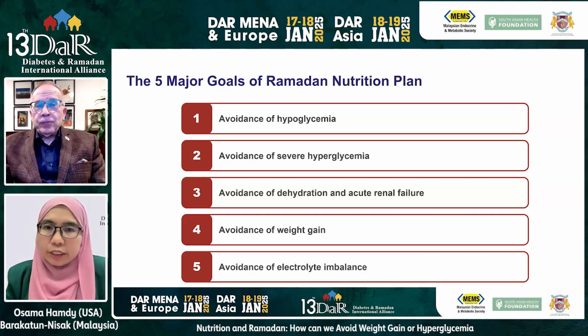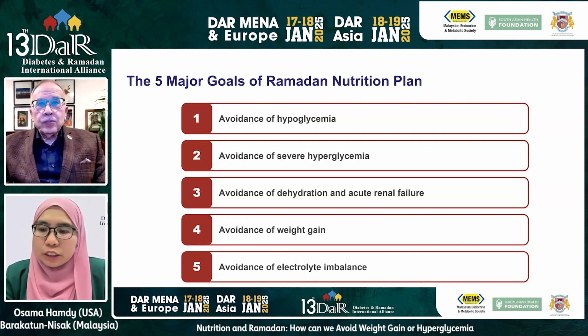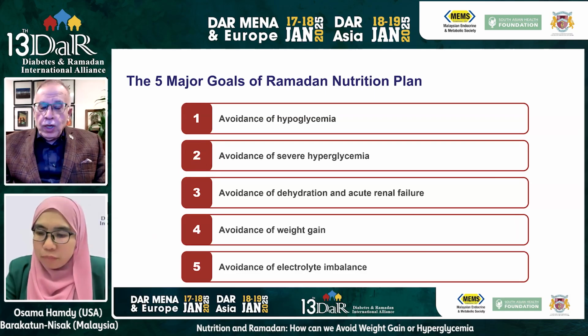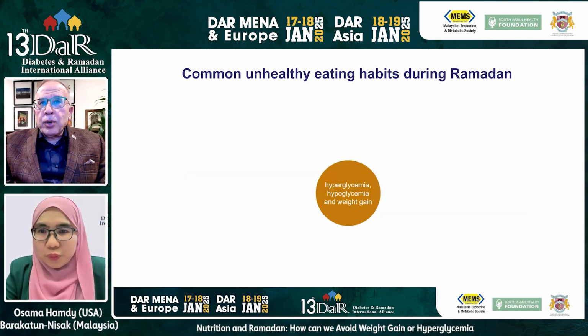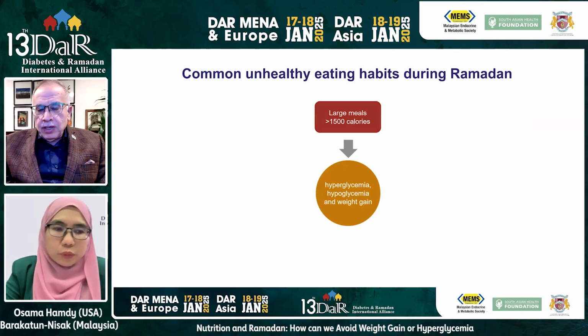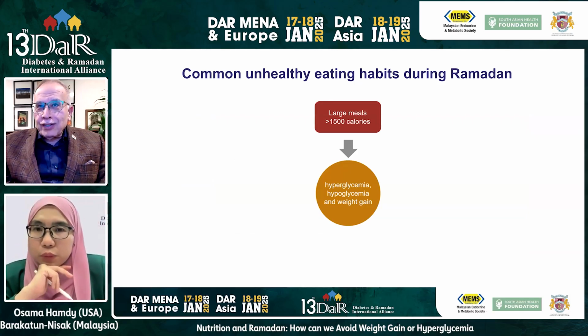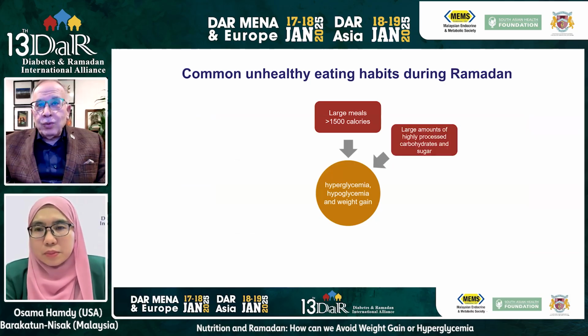Interesting, Dr. Hamdy. After we understand the major goal of Ramadan nutrition plan, what are the most common issues that you identify, especially related to eating habit during Ramadan when we first developed the guideline? Yes, we actually discussed this in much more details. And in reality, there are 9 problems that are all related to hyperglycemia, hypoglycemia, and weight gain in Ramadan. First, and I bet everyone recognizes that we eat a lot. And sometimes people are eating more than 1,500 calories in just one single meal. So this is one major problem.